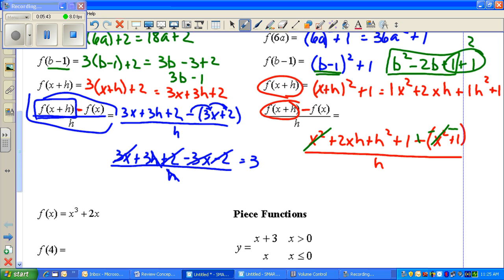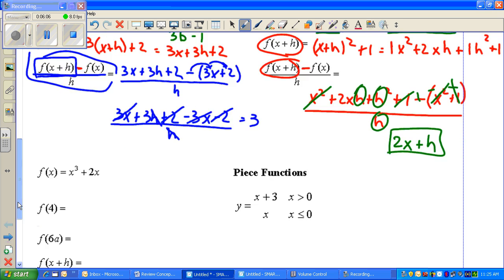The x squareds cancel, positive and negative 1 cancels. Notice, now you're reducing fractions. You have 3 terms, and there's an h in every term. There's an h in every term, and so if I'm canceling one of those, I get 2x plus h. That is my difference quotient. Notice the h in the denominator is entirely canceled.